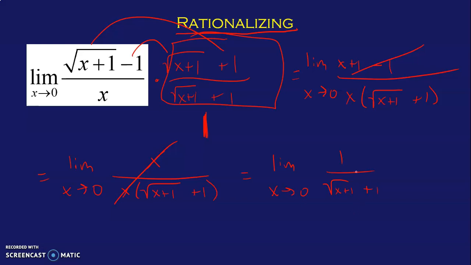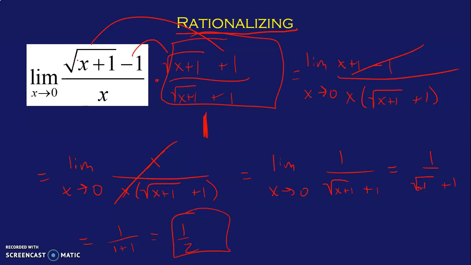And now I can plug in 0, because I'm not dividing by 0 anymore. 1 over the square root of 1 plus 1. This was really 0 plus 1. So 1 over 1 plus 1, which is a half.